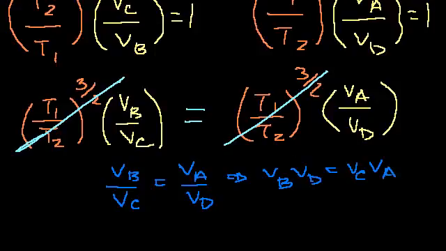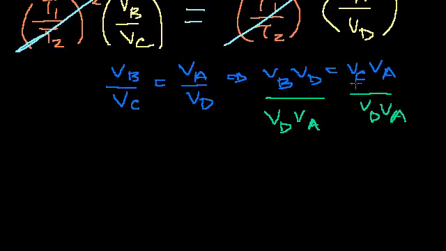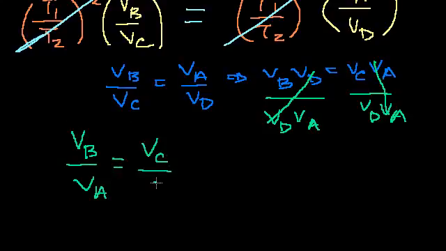Now, let's divide both sides by VB VC. Actually, let's do it the other way. Let's divide both sides by VD VA. What do we get? These cancel out, and these cancel out. And we are left with VB over VA is equal to VC over VD.